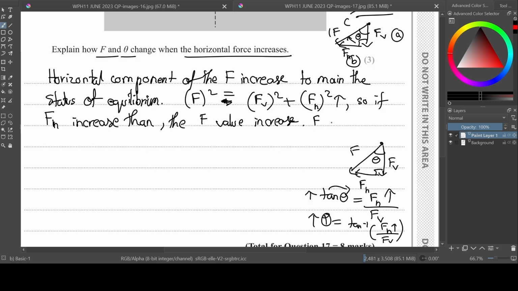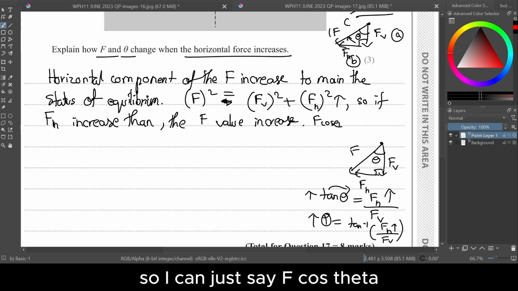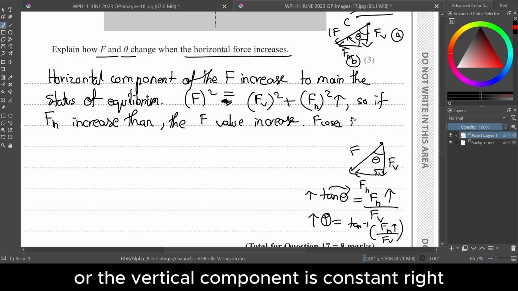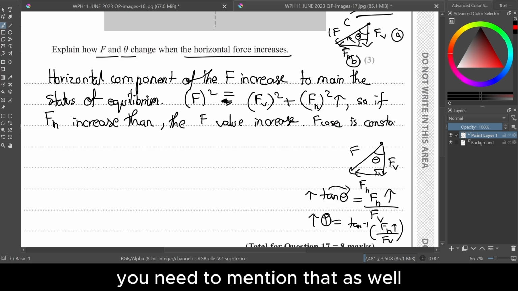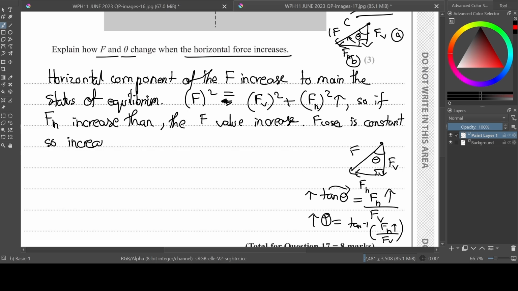F cos theta, because I haven't mentioned our vertical component, so I can just say F cos theta, or the vertical component is constant, right? I forgot to mention that. You need to mention that as well. F cos theta is constant. So increase, right? I have mentioned that.